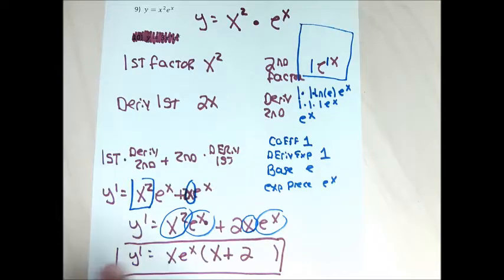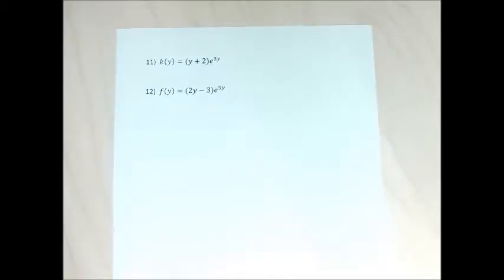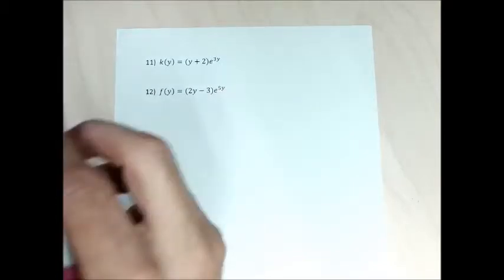All right, I kind of got out of control here a little bit. So I'll do 12, you can try 11. My video's got to hiccup soon. So it's multiplication. Both pieces have a letter. I need to use the product rule.